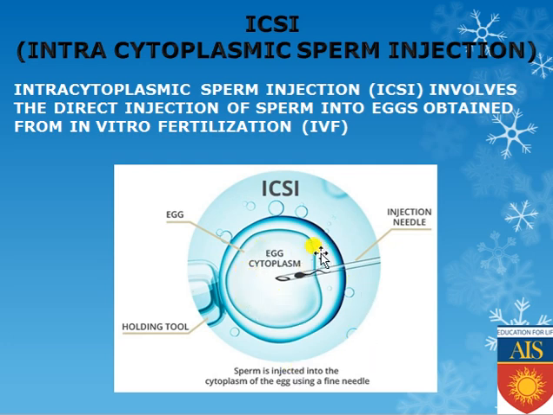Here you can see the process of ICSI. The egg is held by a tool, and within the egg cytoplasm, with the help of an injection needle, we are introducing the sperm. So the sperm is injected into the cytoplasm of the egg using a fine needle, and that is directly performed. So this is ICSI, and there is no failure of fertilization, because fertilization should happen in this specific process.